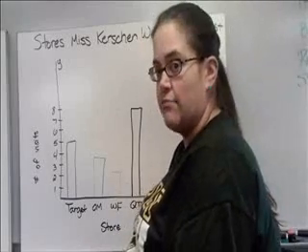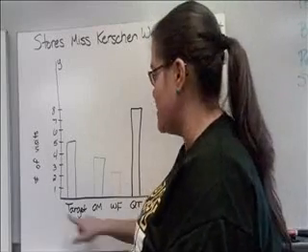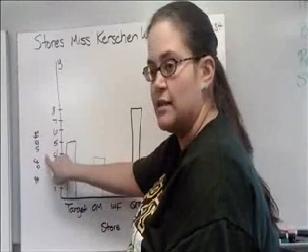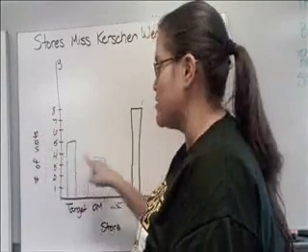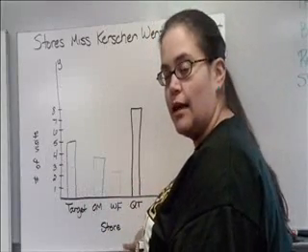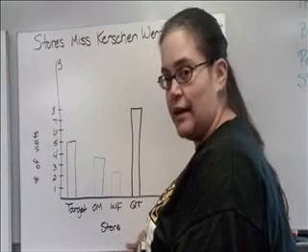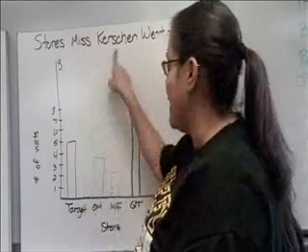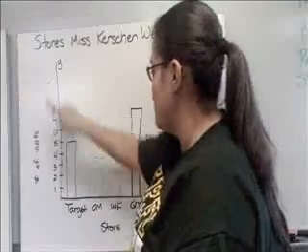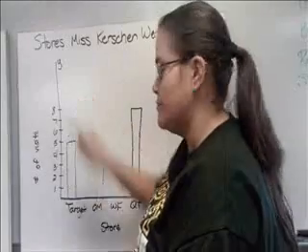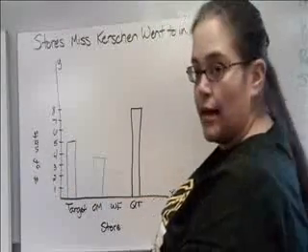So again, DRY MIX, DRY, dependent, responding, Y. The number of visits is my dependent variable because it depends on which store it was. And my stores were my independent variable, MIX, manipulated, independent, X-axis. And then I covered my TAILS: title, axis, interval, labels, and scale. So that's how you make a bar graph.